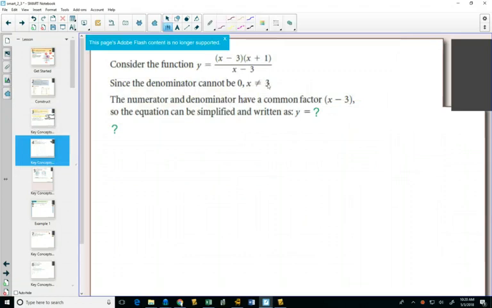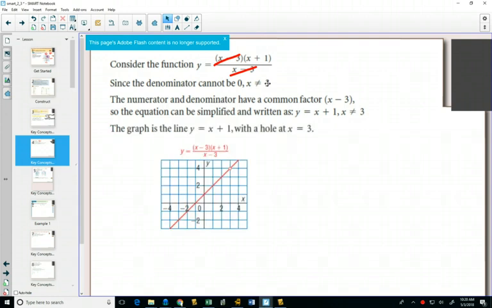However, in this case, where we have an x minus 3 and x minus 3, we still have a non-permissible value. But in this case, those factors will simplify, and that equation can simply be written as x plus 1. You still have a non-permissible value, x can't equal 3, and so that 3 becomes a hole. To find the coordinates of that hole, you plug 3 into the simplified equation. If I plug 3 into x plus 1, what's my y value? 4. And that's the coordinate of my hole.